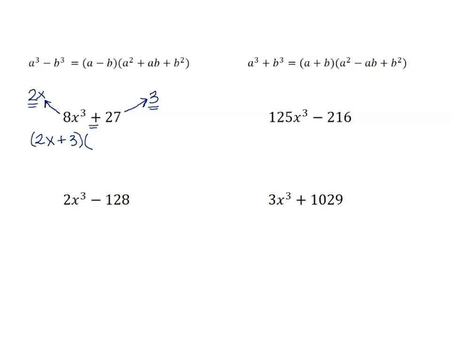Now to get the next part, I have to square my first term, so that would give me 4x squared. I have to multiply them together and take the opposite. So the opposite of positive 6x would be minus 6x. And then I have to square my 3 to get 9.